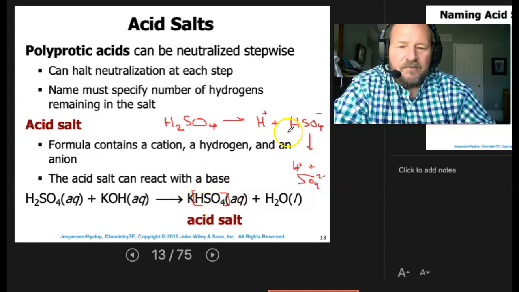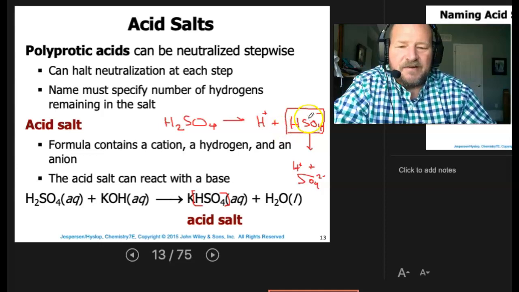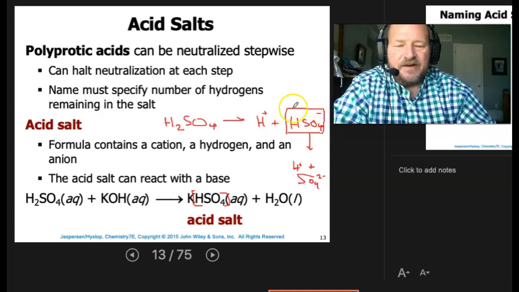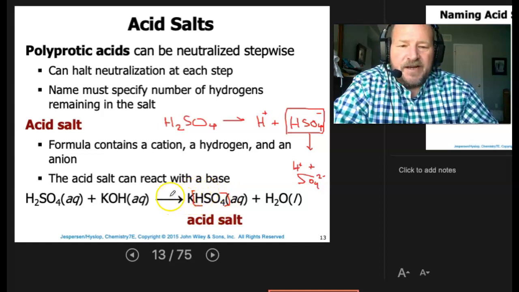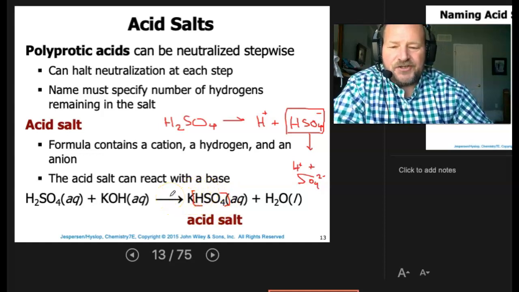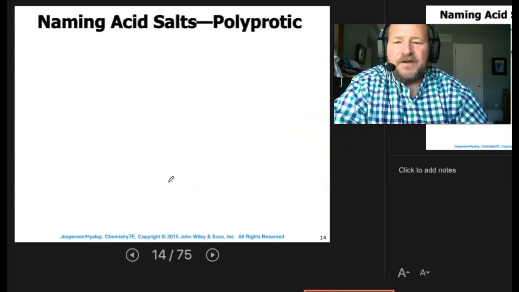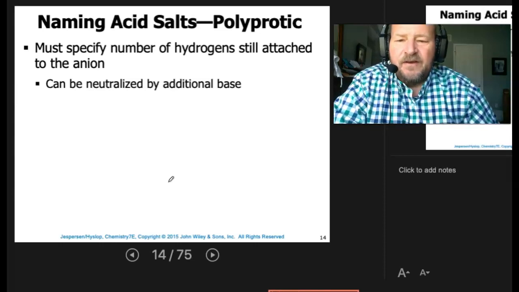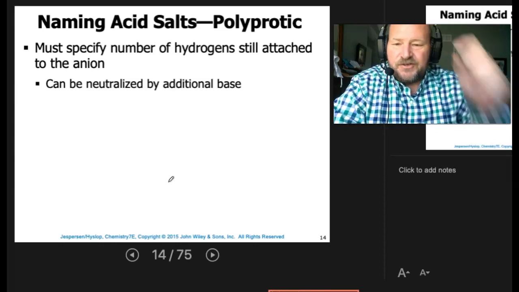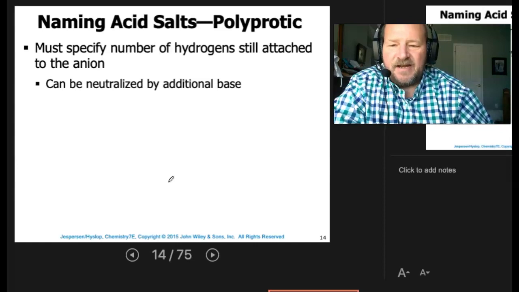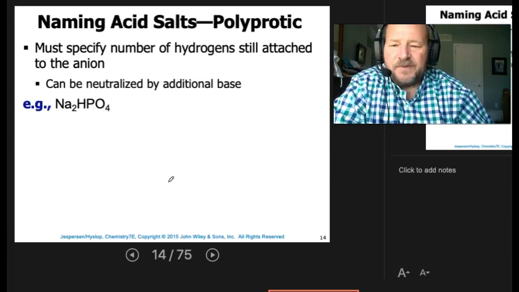So now we took that HSO4, which can't really exist by itself, right? Now in solution it can, because it'd be hydrated, it'll have spheres of hydration around it. But if we're looking at it realistically, if we're going to stop the reaction, we're going to form one water, and then we're going to have this acid salt. So naming those acid salts. Remember, you have to tell how many hydrogens are there and still attached to the anion, and they can be neutralized by additional base.